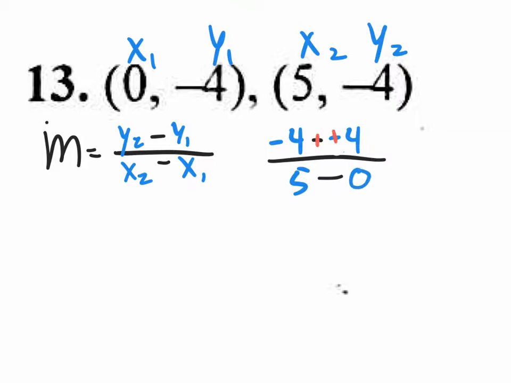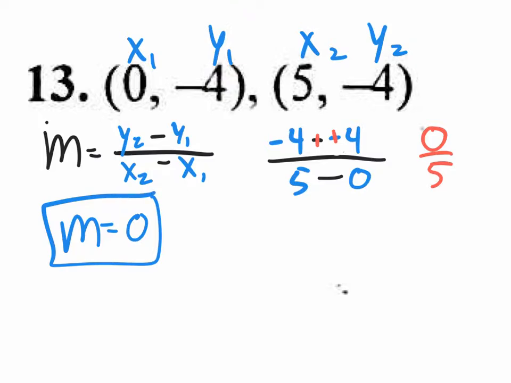Minus minus changes to plus plus. We have 0 over 5. And what is 0 divided by 5? 0. So the slope is 0. Oh yeah, that is weird.